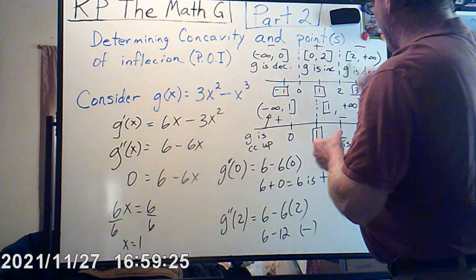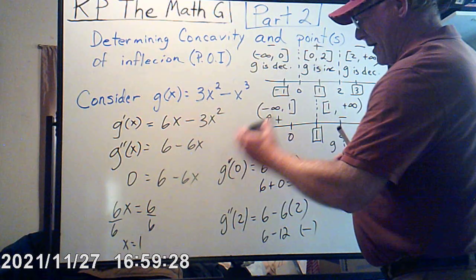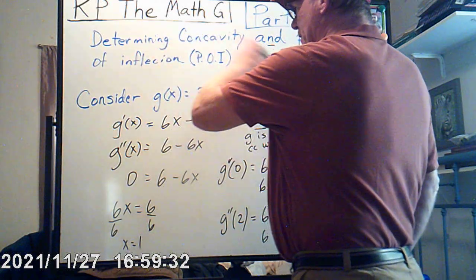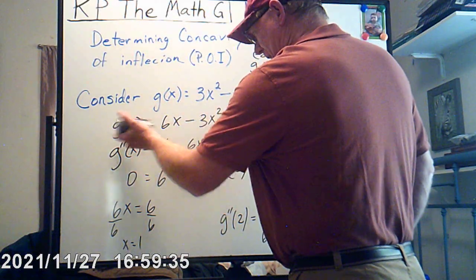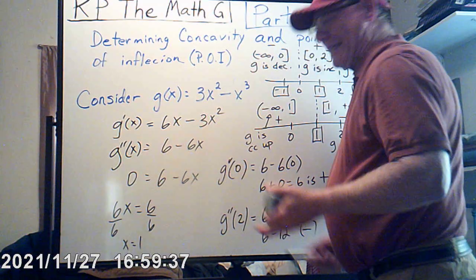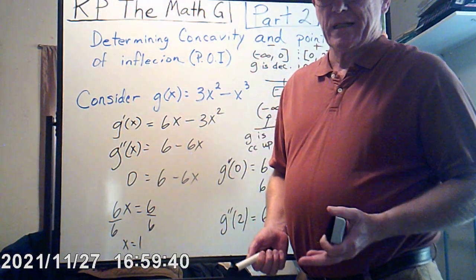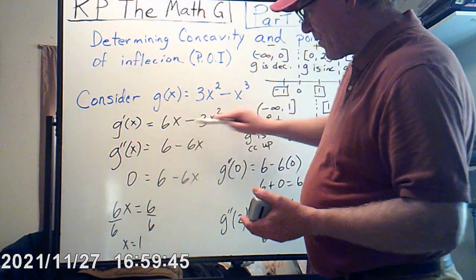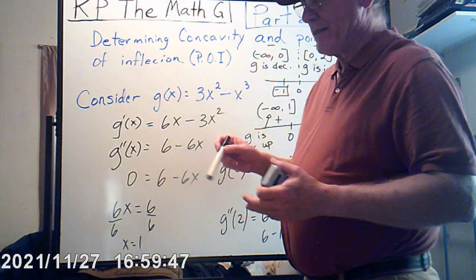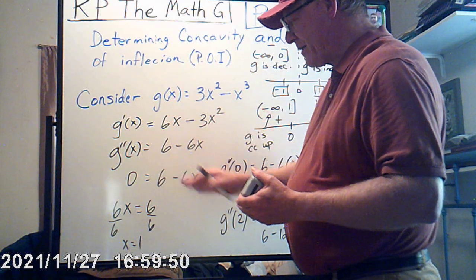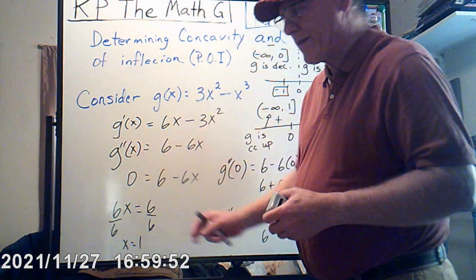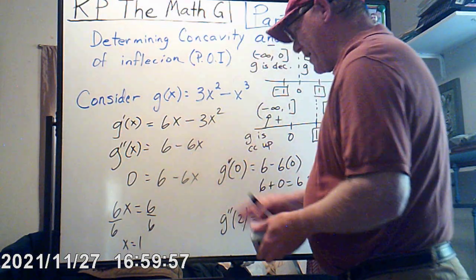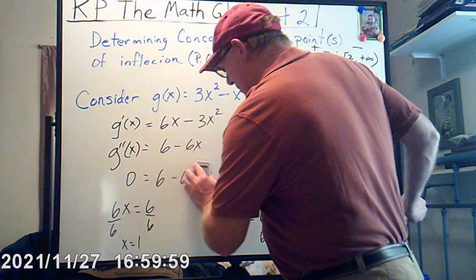And once again, that's what we had to do to get to this. If you're just looking for concavity, you can skip evaluating G prime like I just did. But I did it to help you understand that there you're looking for increasing and decreasing, where G is increasing and decreasing. Here you're looking for concavity and possible points of inflection. And in this case, we only have one point of inflection.